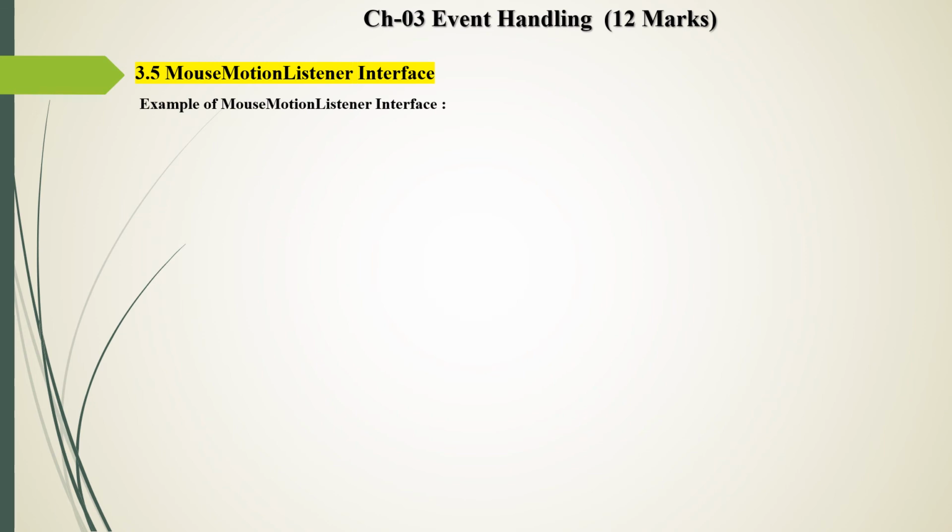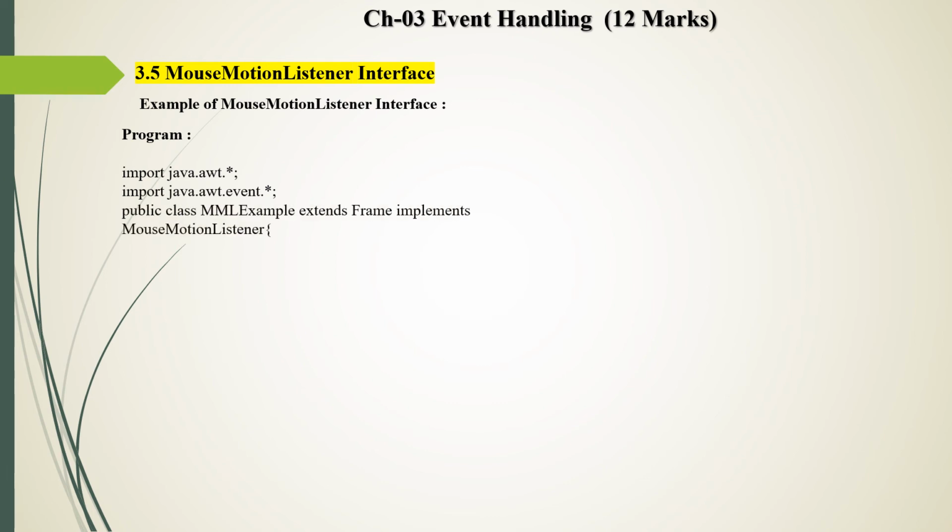Then we define one example of a MouseMotionListener interface program. First we import one package, java.awt. Next we import the second package, java.awt.event. Then we define one class MMLExample extends Frame implements MouseMotionListener. So in this example we write some different code. Here we extend our class with Frame. Frame is the inbuilt class in Java. So extends Frame and implements MouseMotionListener. Here Frame is a class, hence we use the keyword extends, and MouseMotionListener is an interface, hence we use the keyword implements.